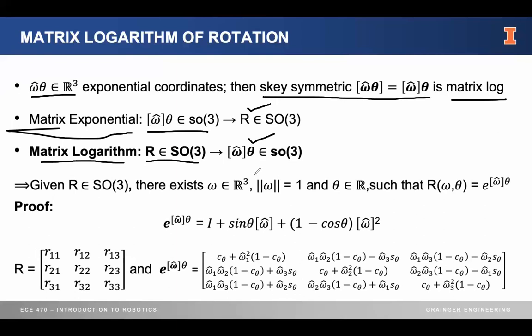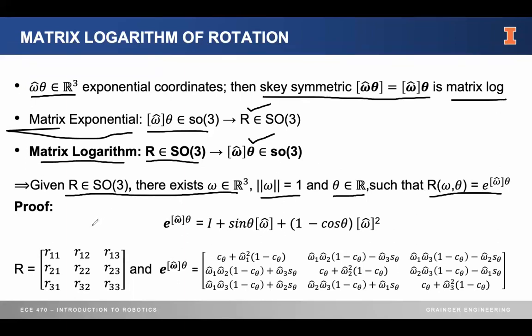The exponential map is surjective onto capital SO3. Given an orientation R belonging to capital SO3, there exists an omega belonging to real space of dimension 3 where the norm of omega equals 1 and theta belonging to real space such that the orientation R equals exponent omega hat theta. The proof is constructive. We equate terms of the rotation matrix R and exponent omega hat theta and solve the corresponding equations.